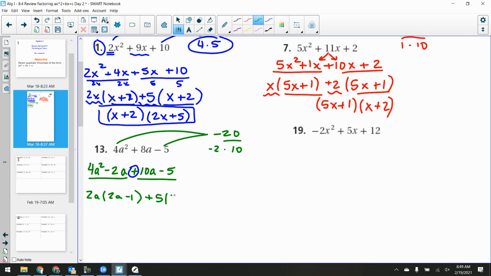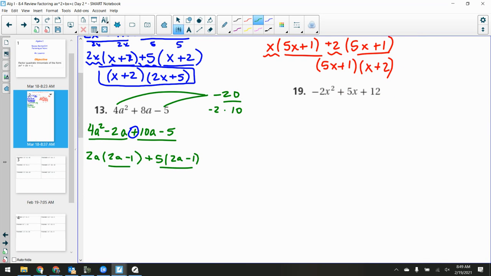We factor that out, leaving a 2a minus 1. Again, inside the parentheses match, so it's a 2a minus 1. And then the leftovers are a 2a plus 5. And that's my answer. I see a lot of people stopping short. I see a lot of people trying to put this line as their answer. No, that is not the answer. The answer is your 2 sets of parentheses.